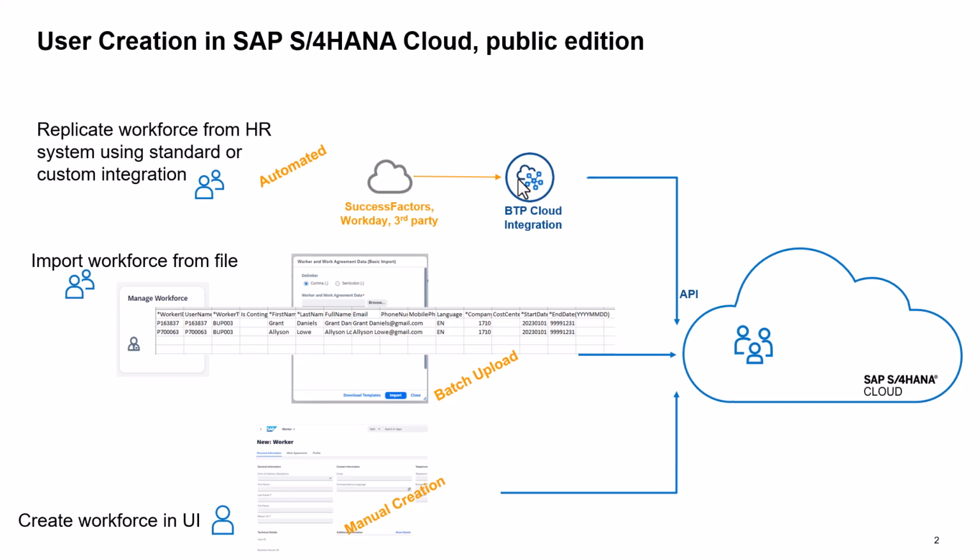The final mechanism is manual creation. This is a one-off user creation. Maybe you need to create a couple of business users in a test environment or create a one-off user in production. You can use the Fiori-based UI to create a single user in S/4.